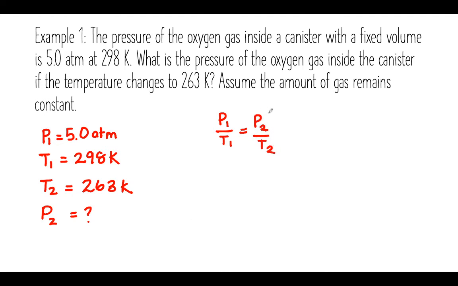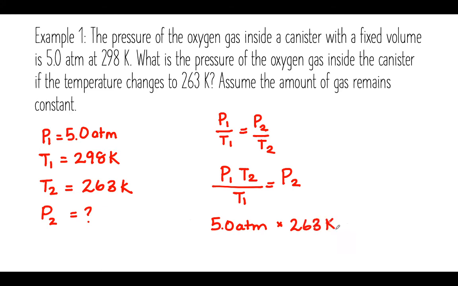In solving for P2, I need to move T2 over to the other side. Right now it's being divided. When I move it over, it's going to be multiplied. So P1 times T2 divided by T1 is going to give me P2. Plugging in all my numbers, 5.0 atm is P1 times T2 is 263 Kelvin divided by 298 Kelvin is equal to P2.